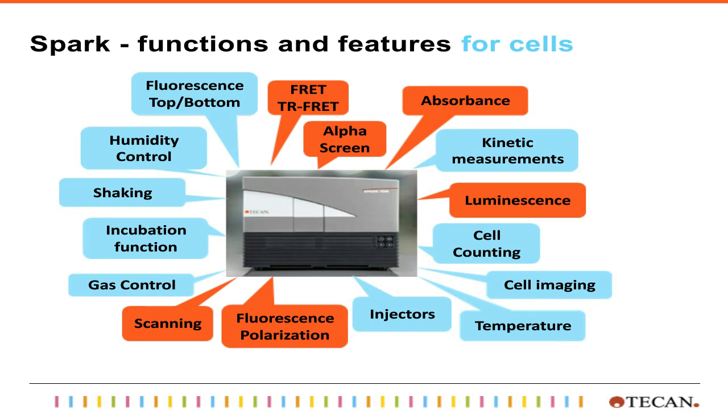I've highlighted some of the cell features and functions of the Spark on this slide here. Of course, most of the adherent cell types are analyzed through the well bottom using a fluorescence bottom reading mode. The Spark also offers humidity control, as Tracy has mentioned, using the patent pending humidity cassette. It has a shaking function to keep floating cells in suspension. It has an incubation function where cell samples can be kept at a certain target temperature.